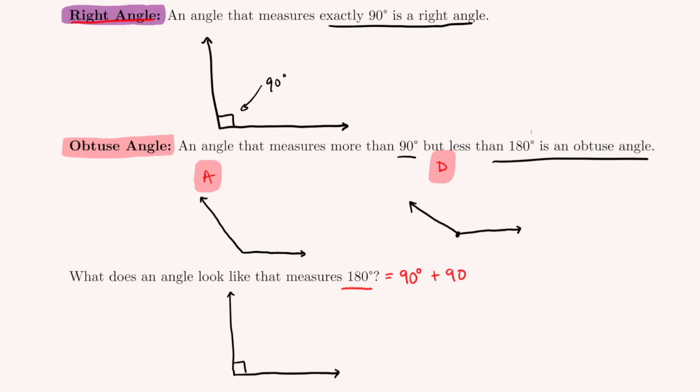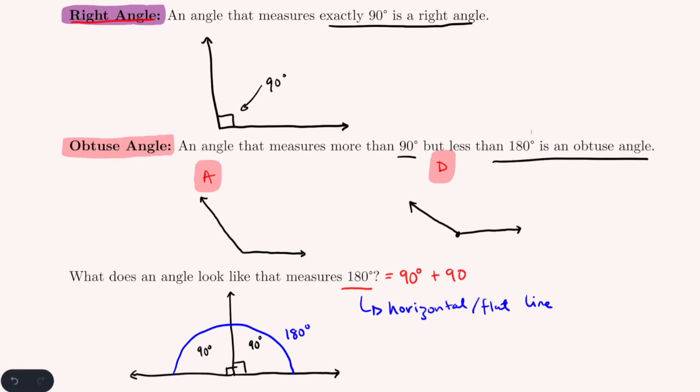So if we have one 90-degree angle, and then let's draw another 90-degree angle towards the other direction, we see I have a 90-degree angle plus another 90-degree angle. So altogether, we'd get a 180-degree angle. So a 180-degree angle looks like a horizontal line.